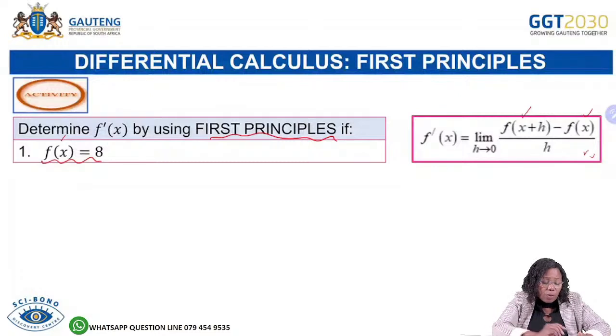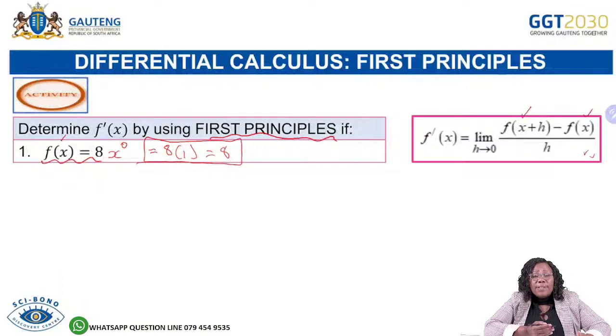Let's see now. In this case, you have only f at x, which is equal to 8. That simply means this is f at x equal to 8x to the power 0. Remember, x to the power 0 is a 1. So this is the same as 8 into 1, which is equal to 8. That is why they only write the 8 there. Okay. So basically now, grade 12, you now know there's an x to the power 0 next to that 8.